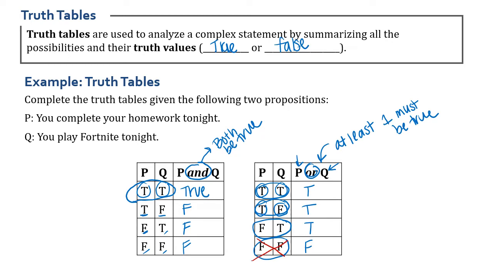You're probably wondering, why are we doing these truth tables right now? This seems like a very basic thing. You're going to see as we get into some more complex arguments that this is really helpful in figuring out if they're true or false.